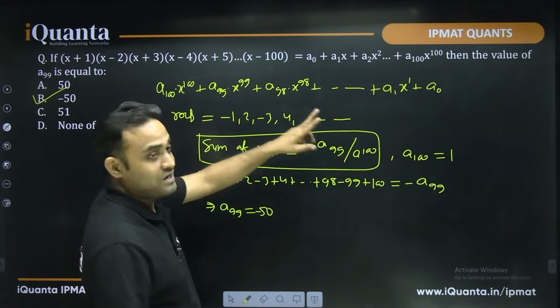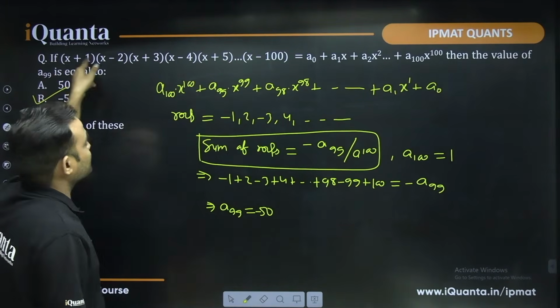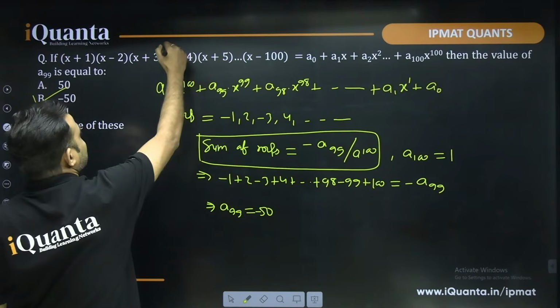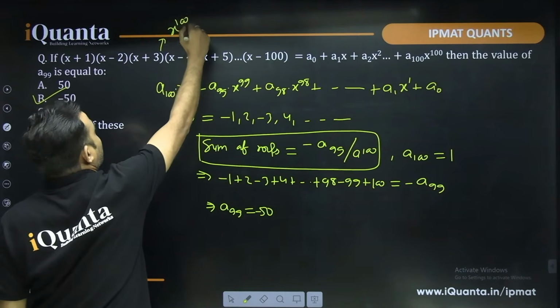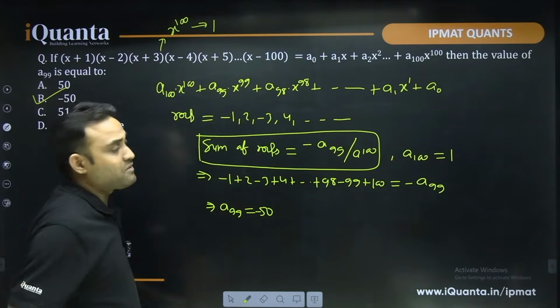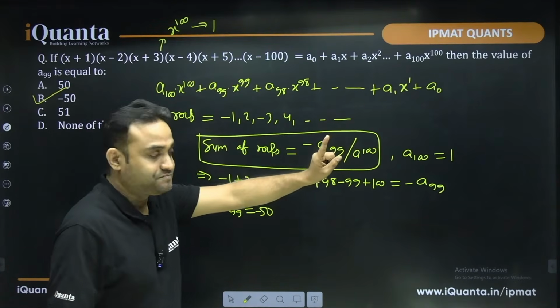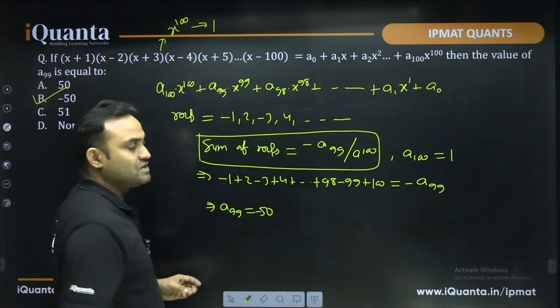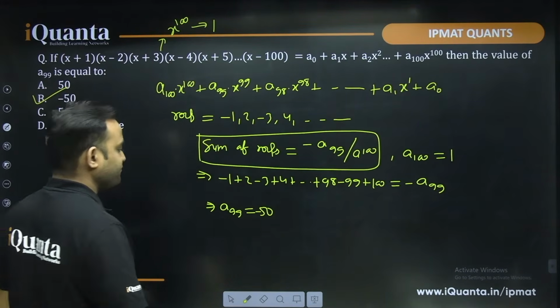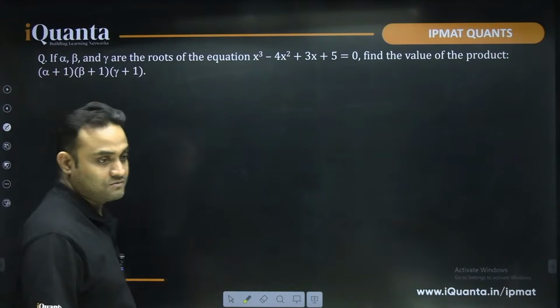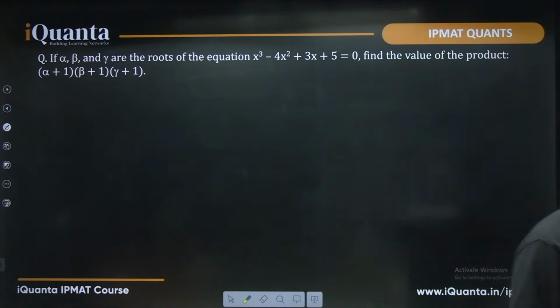A100 will be 1, because if you multiply all this, the coefficient of x to the power 100 will be 1. So A100 is 1. That's it. Then we added all the roots. We got minus 50. Achara, that's the formula of polynomials, okay?